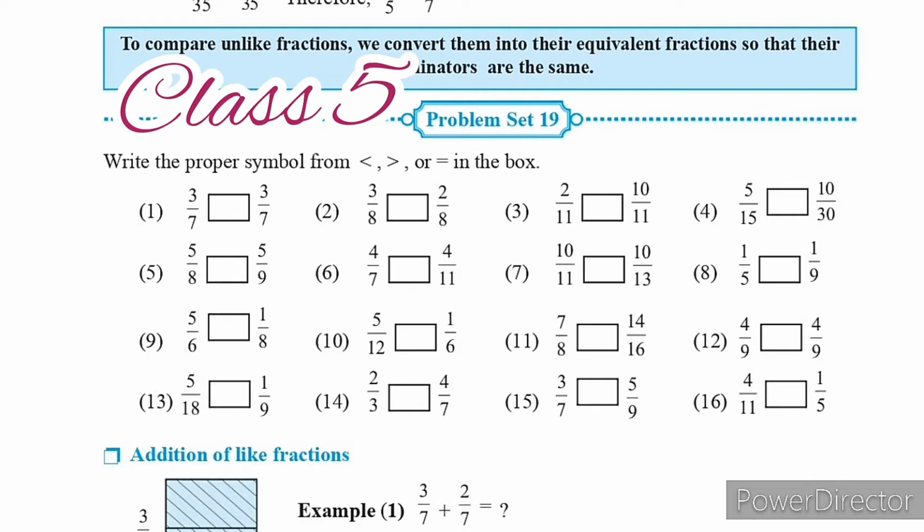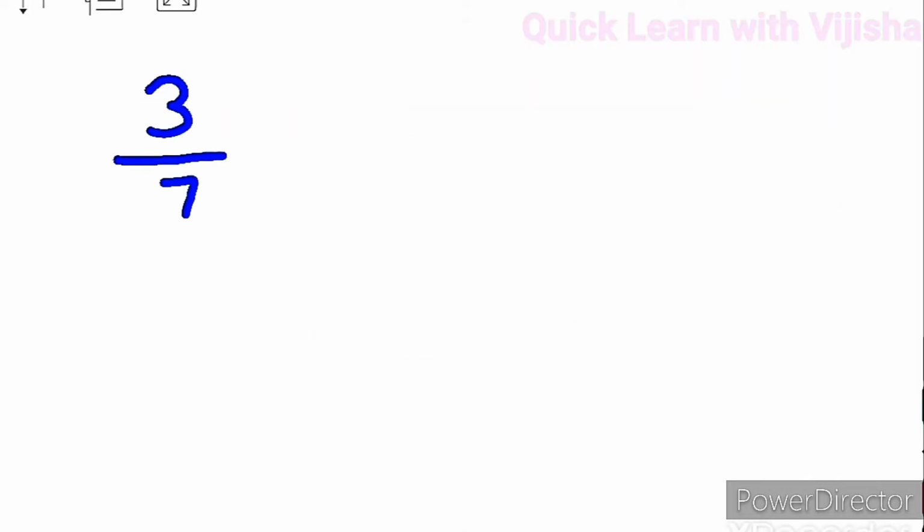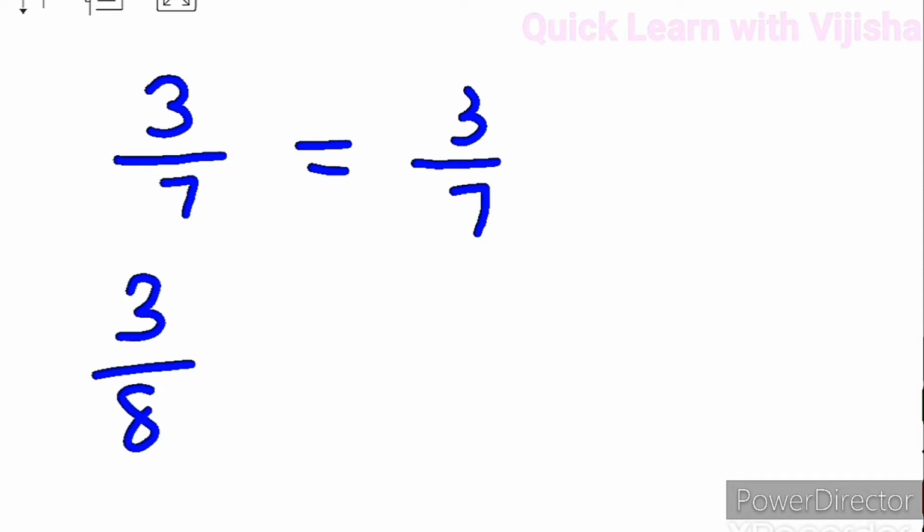First question is given as 3 upon 7 and 3 upon 7. Both the fractions are same, so we will put an is equal to. Second question is 3 upon 8, 2 upon 8.